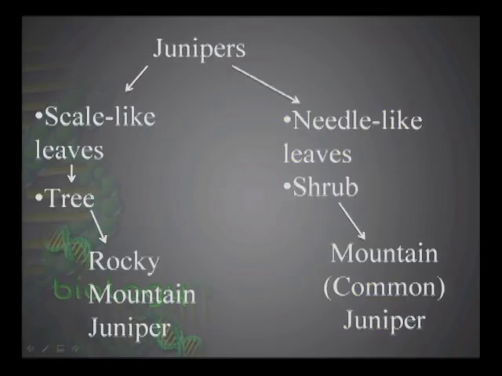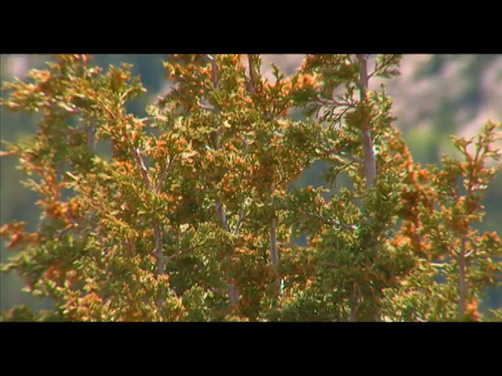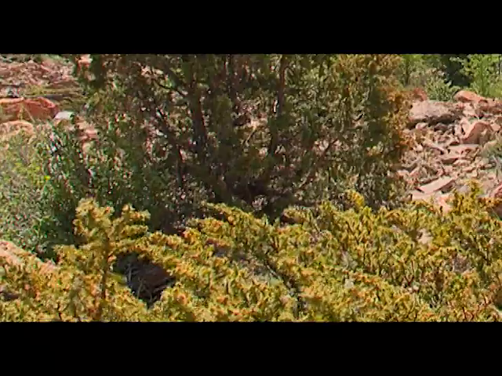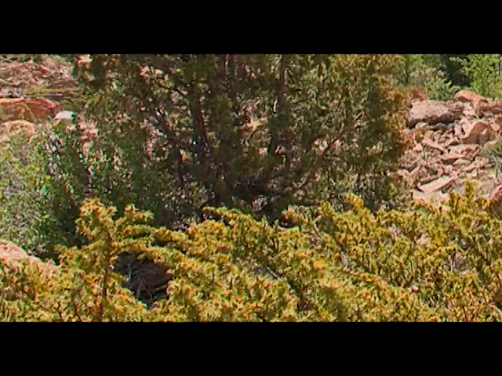As we look at the junipers, if they have a scale-like leaf and it's a tree in the Yellowstone ecosystem, then that's going to be a Rocky Mountain juniper. And if the leaves are more needle-like, and it's a shrub, that's the mountain or common juniper. We tend to find the junipers in areas that are a little drier. Some of the areas a little bit east of the Teton Range, for example, is a place where I've encountered a lot of both mountain junipers and Rocky Mountain junipers. Also on exposed slopes in some of the canyons.